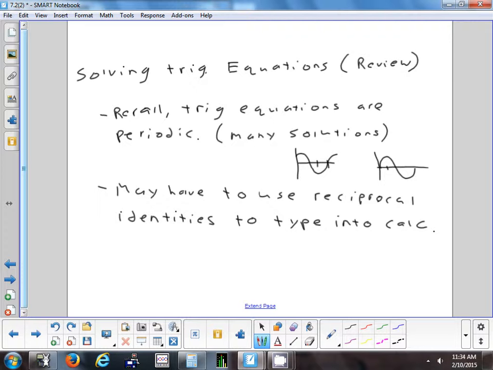Help her out. What's our period for cosine? So pi over 2, pi, 3 pi over 2. Got to go one more mark over, keeping the spacing the same. Yep? 2 pi. Sine and cosine have the same period. So do their reciprocals, secant and cosecant.